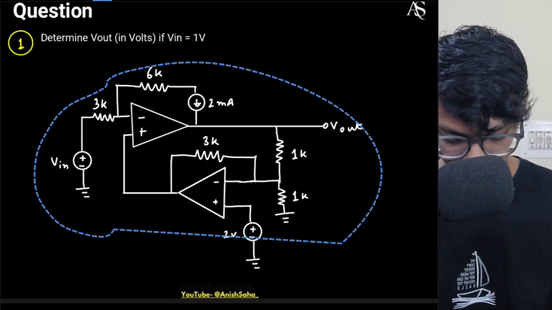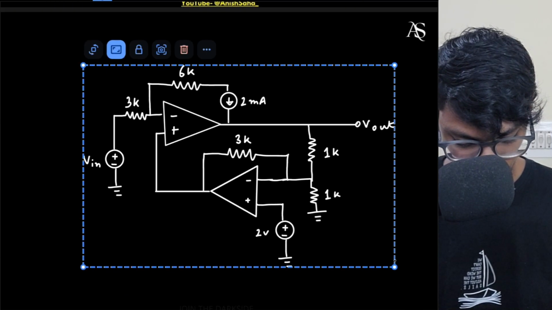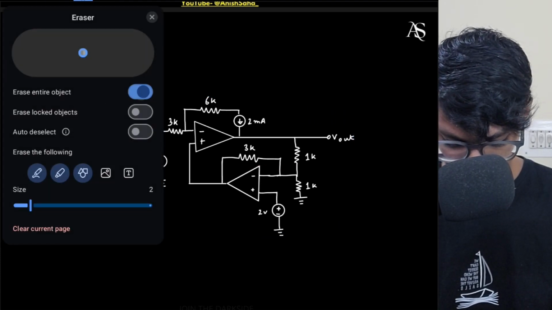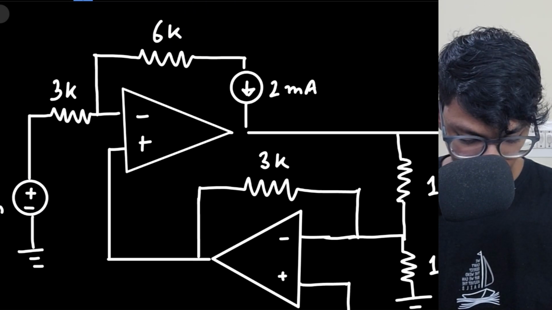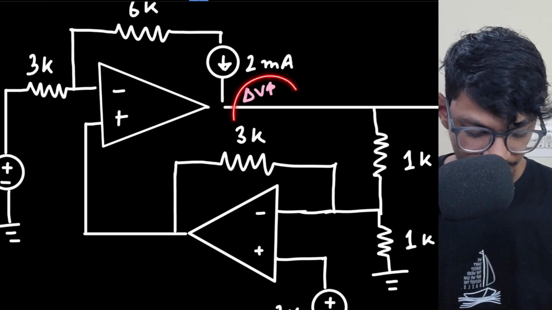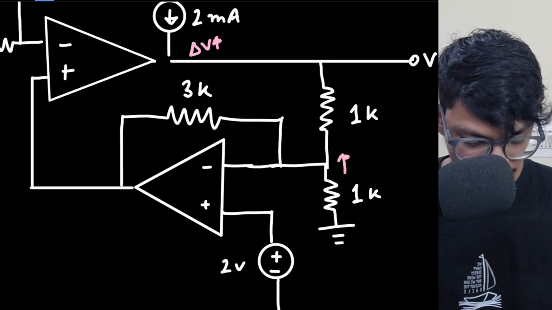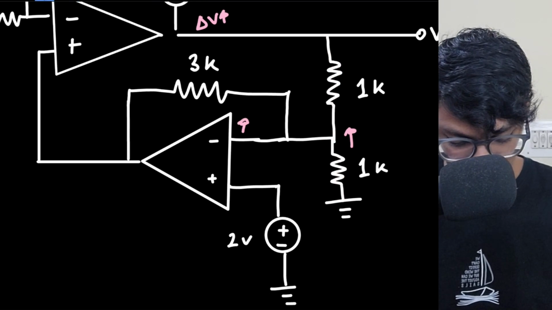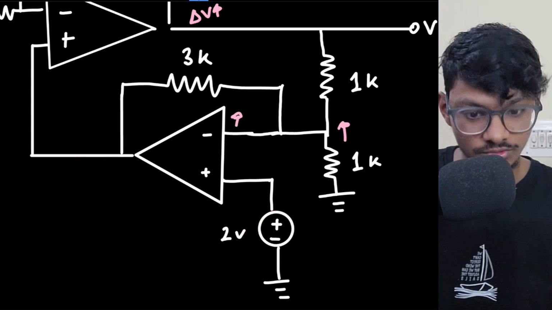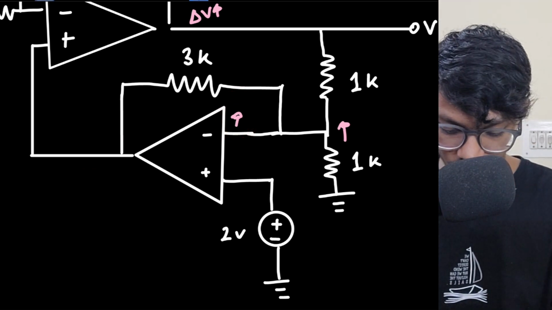Just copy this circuit and take it to the next page. I have broken this loop, and now I have increased the voltage delta V. Overall this is like a voltage divider, so this node voltage will also increase. Now this node voltage is increased and the other node voltage is fixed, so what will happen? This is an op-amp, so the output will reduce, because V out equals AD into V plus minus V minus. This is increased, so overall the output will reduce.